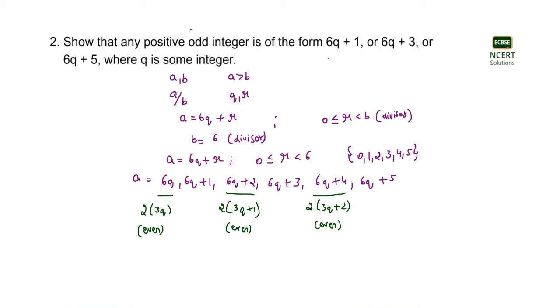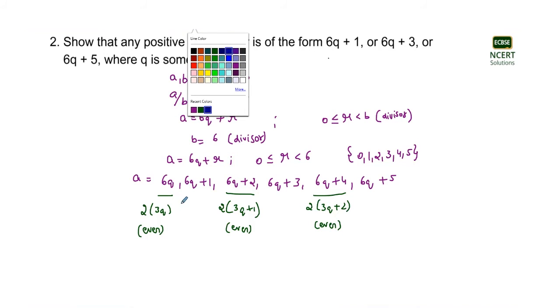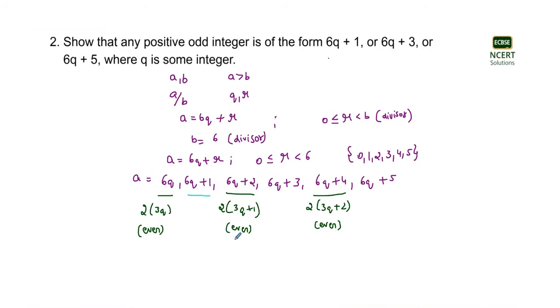And the forms which are left are 6q plus 1, 6q plus 3 and 6q plus 5. These three forms are not divisible by the number 2, which means that they are not multiples of 2, which ultimately means that these numbers are odd numbers.